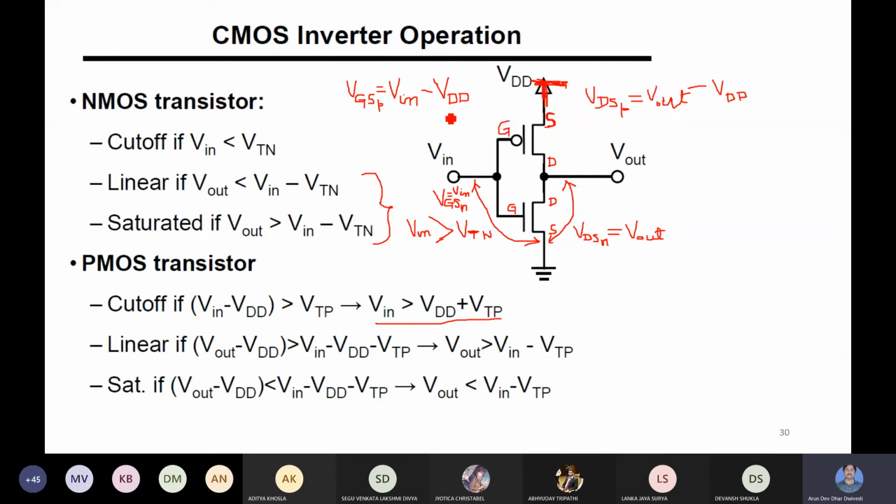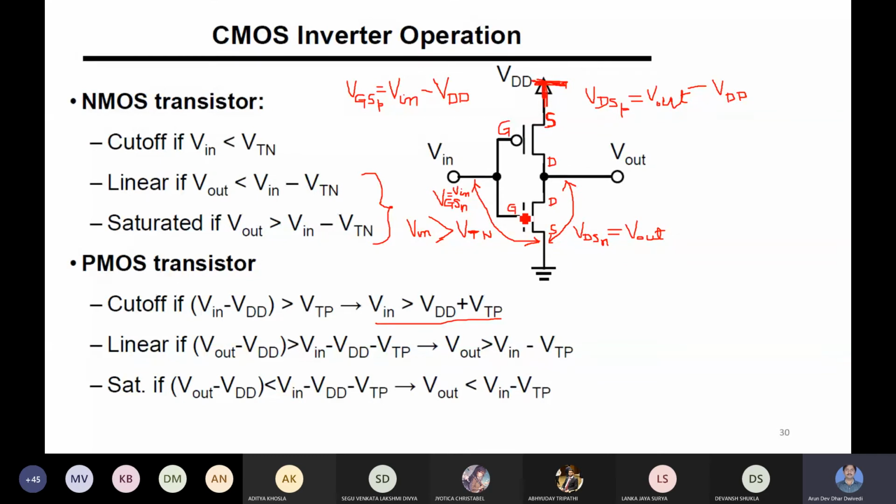VGSP will be equal to Vin minus VDD. Similarly, the output is taken from here, and the source has voltage VDD. So whatever Vout you are getting is basically used for VDSP, the drop between drain and source. To calculate VDSP, it is Vout minus VDD. Similarly, the drop between drain and source of the NMOS, VDSN, is Vout.